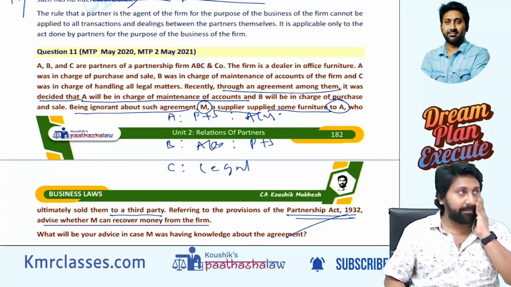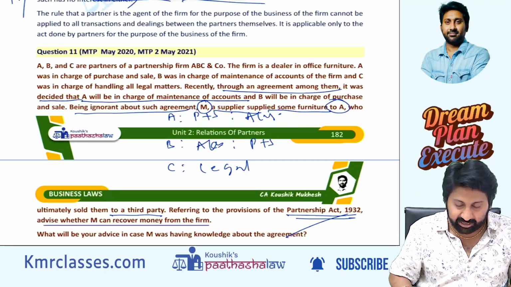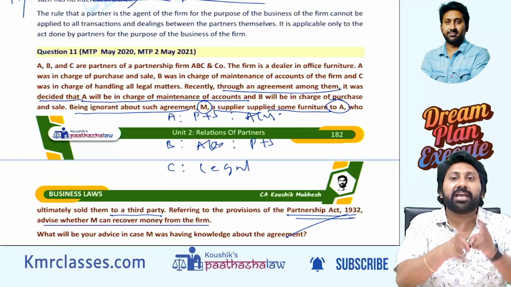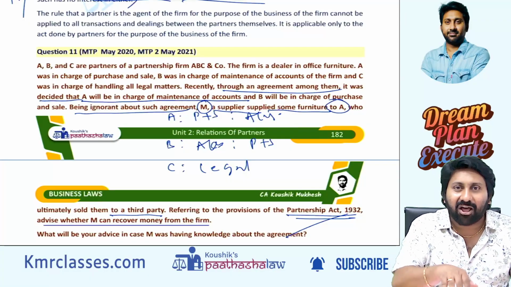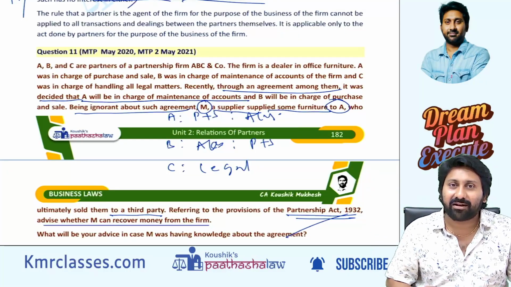See here, what has happened? A, B, C are partners dealing in office furniture. A will be taking care of purchase and sale. Now they changed the role. B will be taking care of purchase and sale. These are all internal agreements. How will the public know about that?